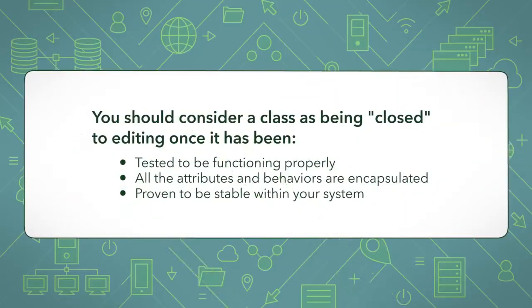You should consider a class as being closed to editing once it has been tested to be functioning properly. The class should be behaving as you would expect it to behave. All the attributes and behaviors are encapsulated, and proven to be stable within your system. The class or any instance of the class should not stop your system from running or do any harm to it. The closed portion of the principle doesn't mean that you can't go back to a class to make changes to it during development. It's expected for things to change during the design and analysis phase of your development cycle.